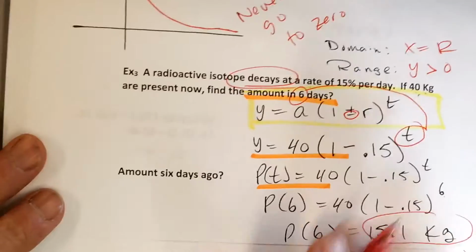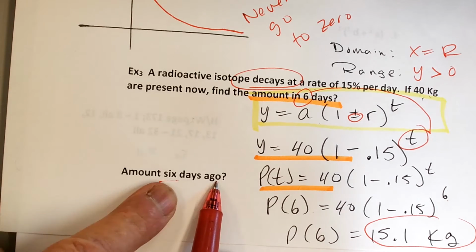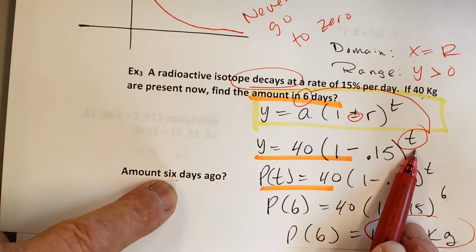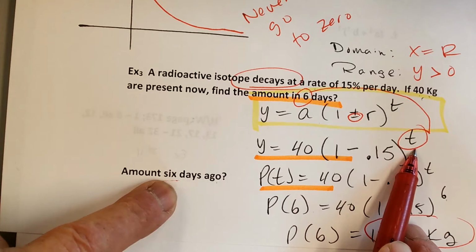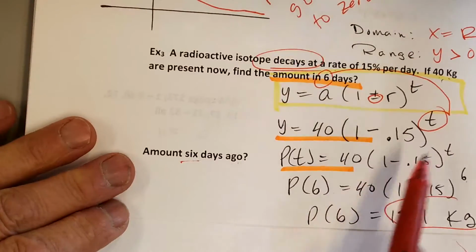Now, 6 days ago, well, that's not bad. We're gonna go back in time. So we found this stuff in the dirt, let's just say. And we're like, well, how much was there 6 days ago? So we'll just let t equal negative 6.